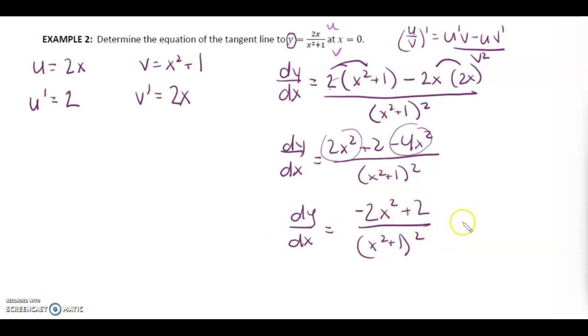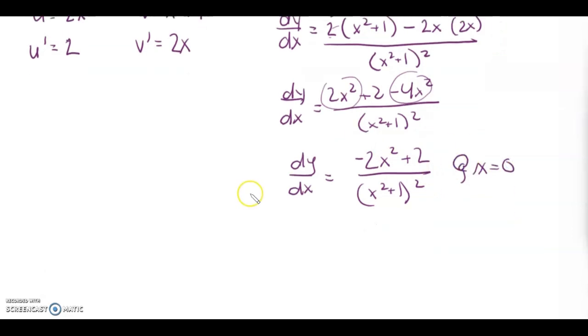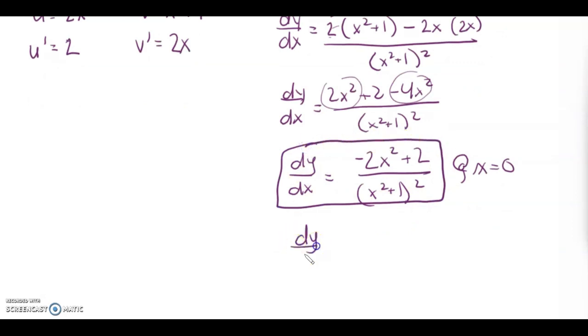Okay, let's sub in x equals 0. Put an at there. Okay, so this is our slope. This is the formula for slope, a slope of our tangent line. Now let's sub in 0 because we're specifically interested in the slope at x equals 0. So negative 2 times 0 squared plus 2 over 0 squared plus 1 all squared.